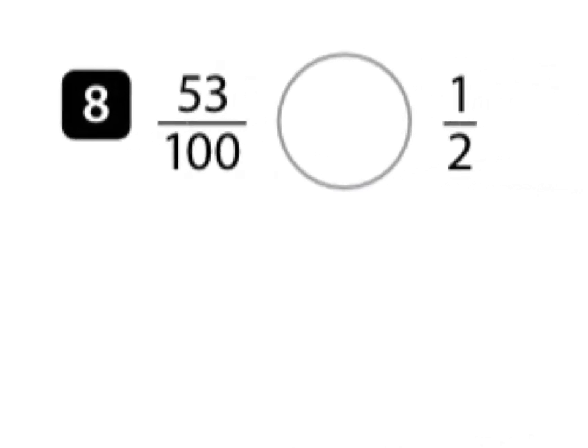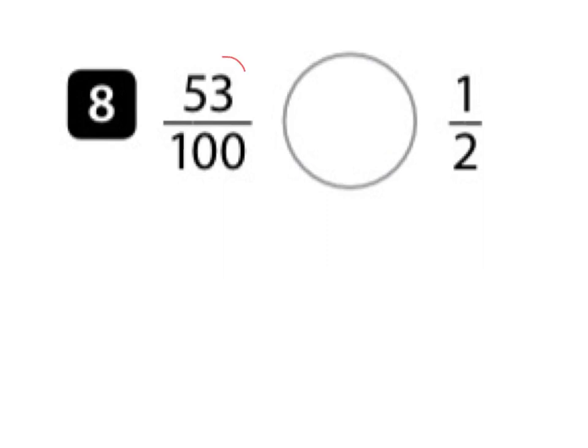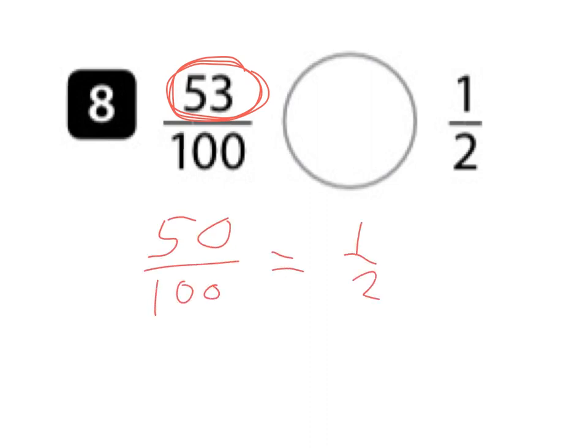Alright, so number 8. You have 53 hundredths compared to 1/2. I'm going to use 1/2 as a benchmark fraction. When I'm looking at my numerator over here on 53 hundredths, I notice that 53 is 3 more than 50, and I know that 50 hundredths would be equal to 1/2. And since 53 is 3 more, I know this is going to be my greater fraction. So 53 hundredths is greater than 1/2.